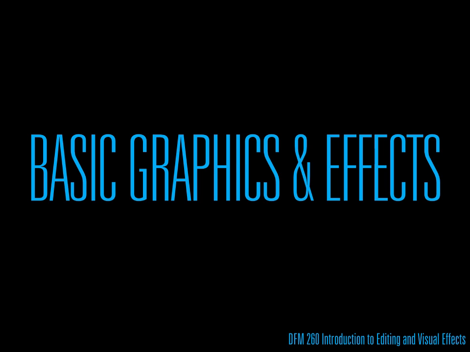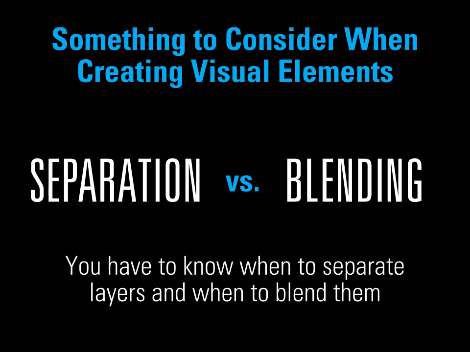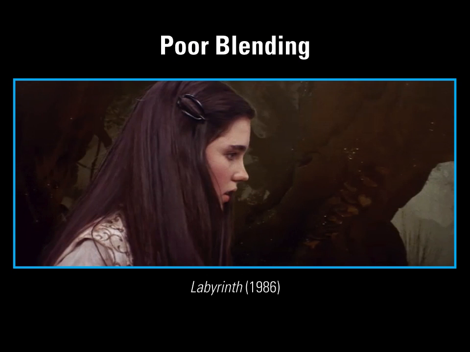Let's talk about basic visual effects. Something you should consider when creating visual effects, you have to know when to separate your layers and when to blend them. Here I have two examples of blending on shots using chroma keying, or green screen as it's commonly called. Time and improved technologies have a lot to do with the relative quality of these two scenes.